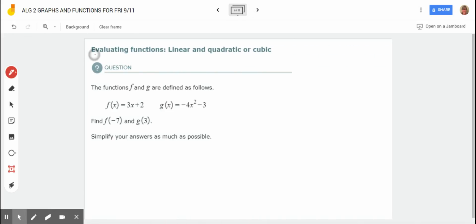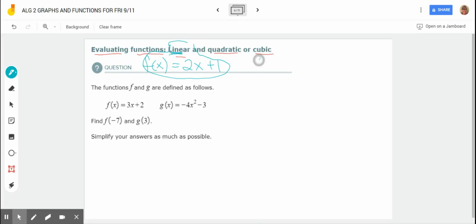Take a look at the next one, evaluating functions, linear and quadratic or cubic. First of all, let's make sure you know what that is. When I say function, you say y. Okay, so here we go. The f of x is equal to, say, mx plus b. Let's say 2x plus 1. This is a linear function because it is a line. See the word line in there?